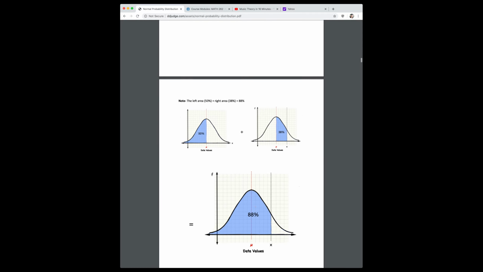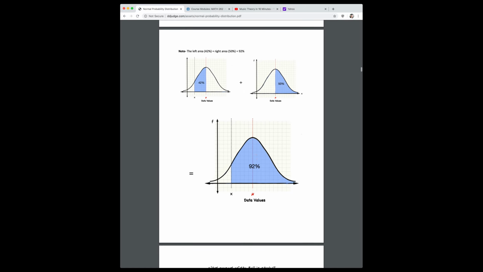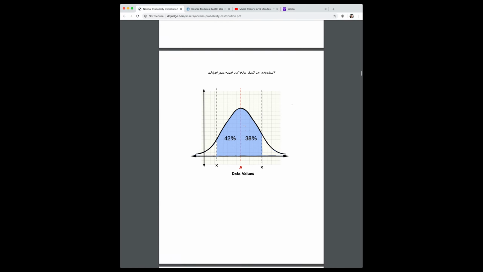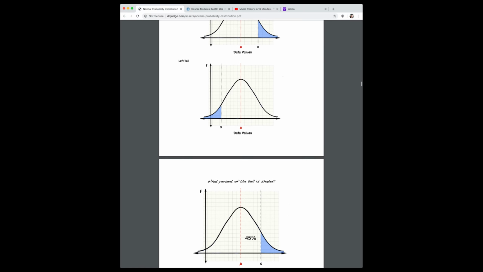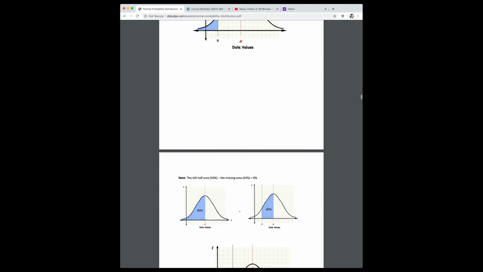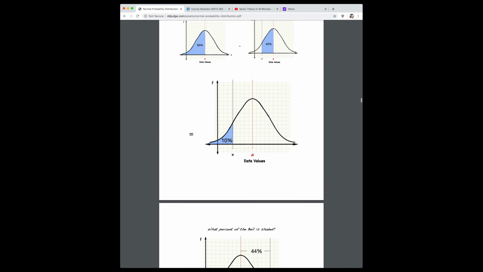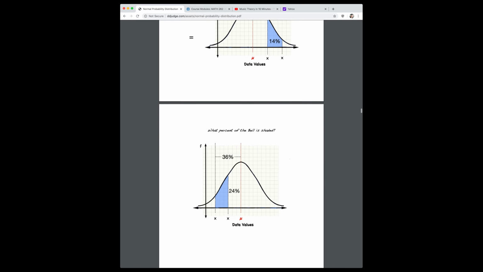And then, let's go through this here. Let's find where we're at. What percent of the bell is shaded? Yeah, we talked about all these things as an introduction. Right tails, left tails. Ooh, we did a lot. So anyway, what percent of the bell is shaded? Yeah, we went through this as well. Look at all the work we did.